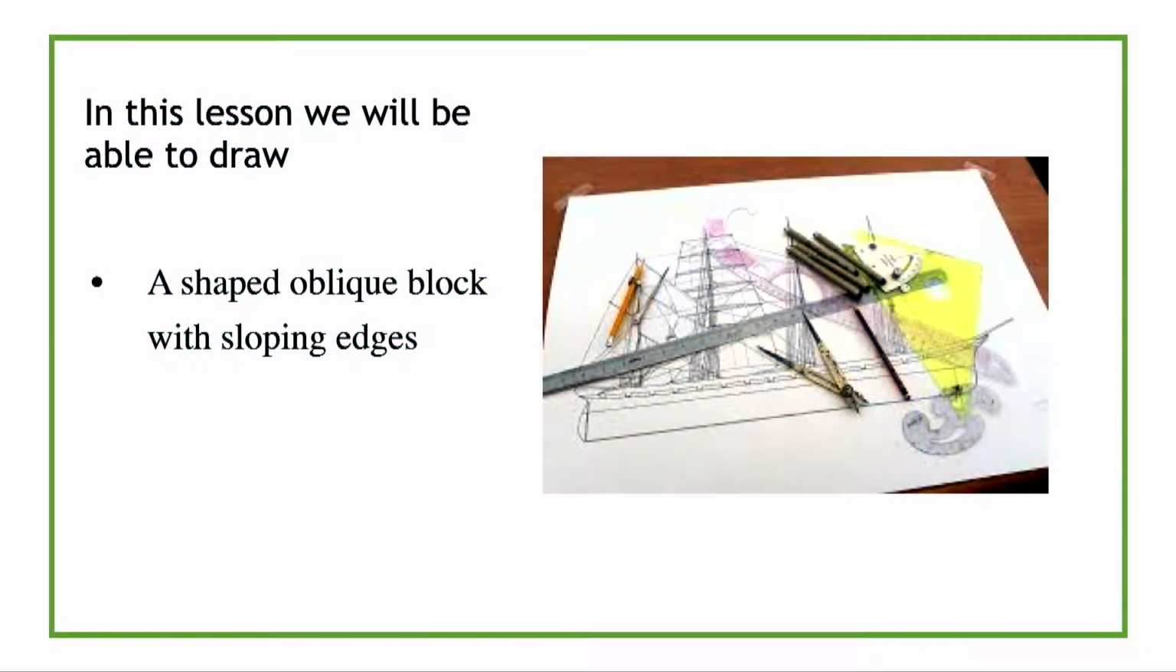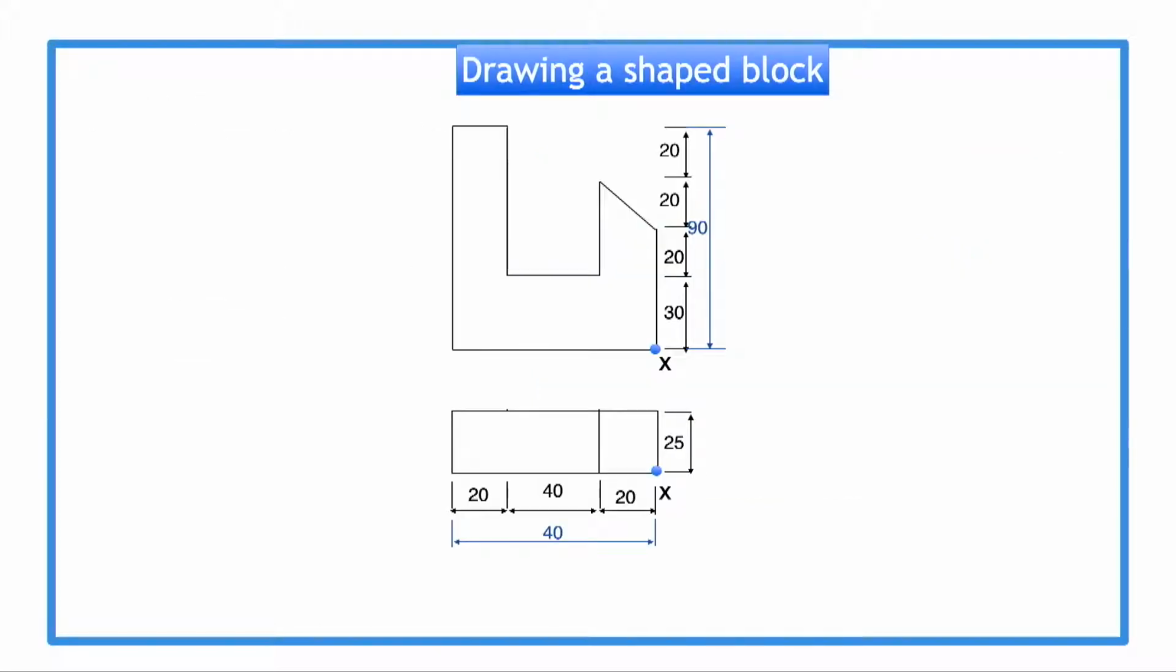Today we're going to continue on the topic of pictorial projection and we are going to learn more about oblique projection. In this lesson we will be able to draw a shaped oblique block with sloping edges. We are going to start with the front and top views of the shaped block which we are required to draw in oblique projection. As you see, this block contains sloping edges as well.